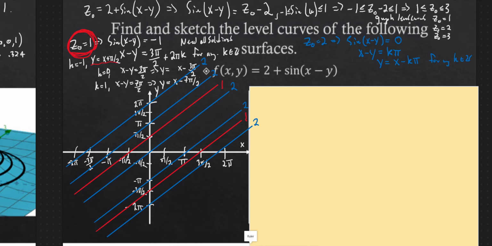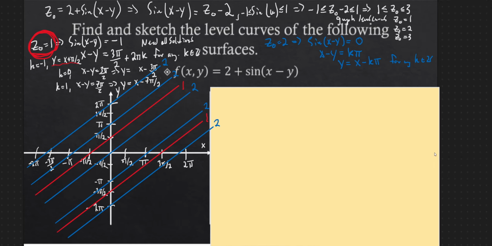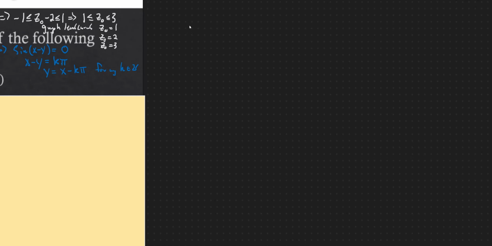And then the last one we'll do is z naught equal to 3. This is why I'm only doing 3 heights here for my level curves, because each height is generating a number of disconnected lines. I've run out of room, so I'll jump over here. So z naught equal to 3.